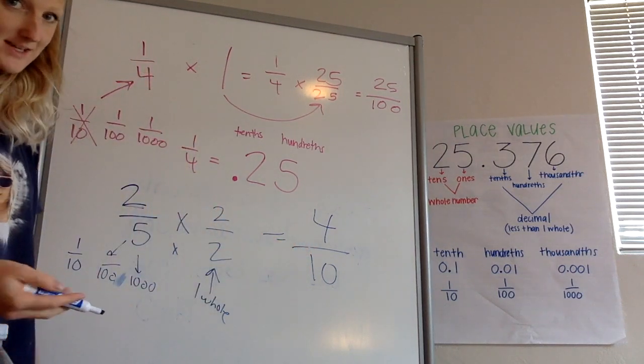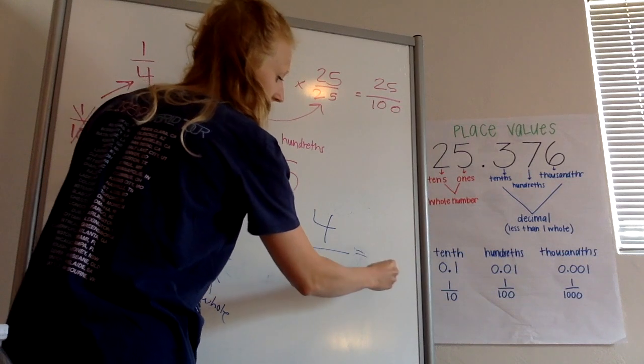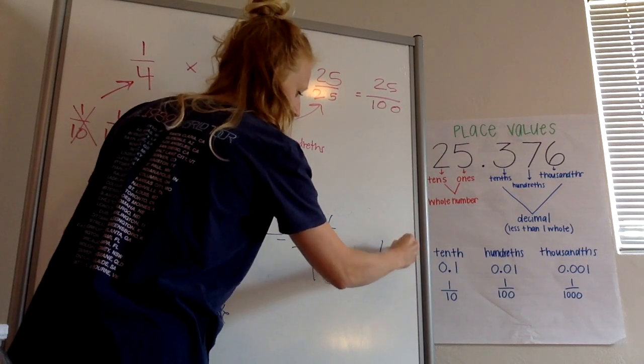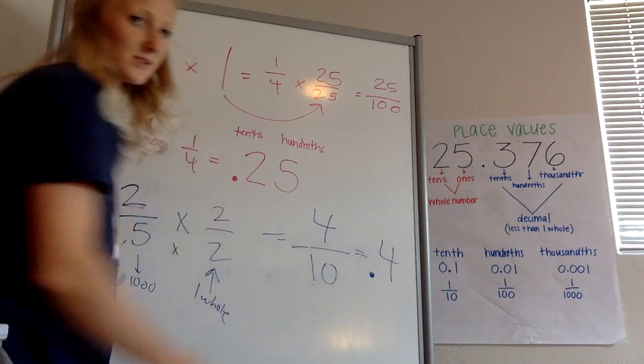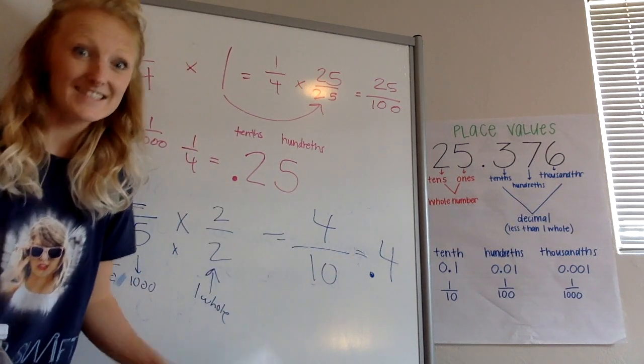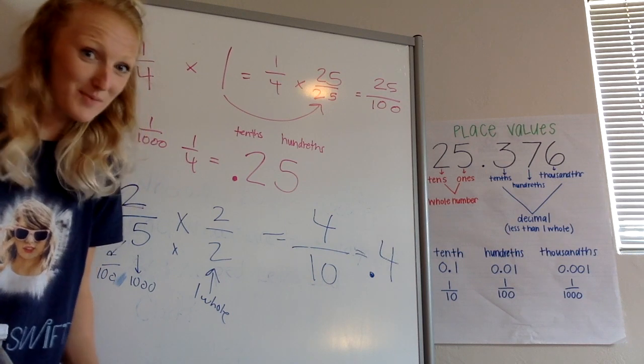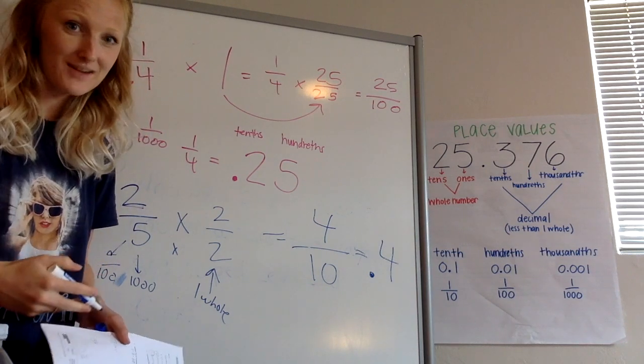We know how to write 4/10 as a decimal. So 2/5 as a decimal is 0.4, or 4/10. Guys, it's that easy. It's so exciting. You're going to be pros at this. I can't wait. Do you want to do one more? Let's do one more.